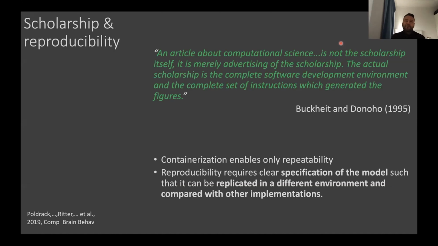And this is necessary because an article about computational science is not the scholarship itself. It is merely the advertising of the scholarship. The actual scholarship is the complete software development and a complete set of instructions which generated the figures. So not the beautiful figures, which no one can reproduce one month later, are the output of the research, but it is everything that is needed to produce these figures. And often exactly this is what is missing. So there's a cool Nature publication and it looks great, but then no one can reproduce it. And this is basically a null result then, because it cannot be used by anyone else.